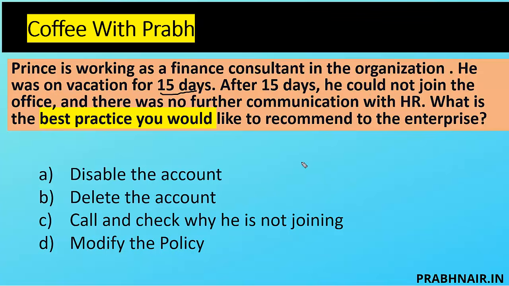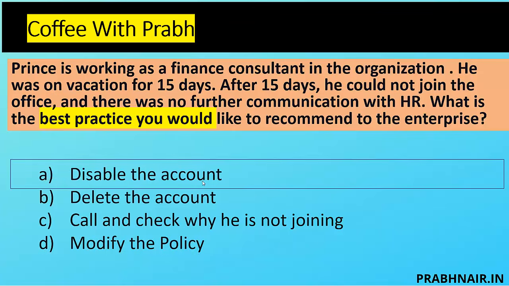Definitely, even in the case of termination, we never delete the account, so that option is removed. Call and check why he's not joining. Definitely that is there, but that is not the best. Modify the policy for one person, I will not. The first thing I'm going to do as best practice is disable the account temporarily, see his activity, and then according to the archival policy and all that, we delete the ID. So the closest option is A for alpha.